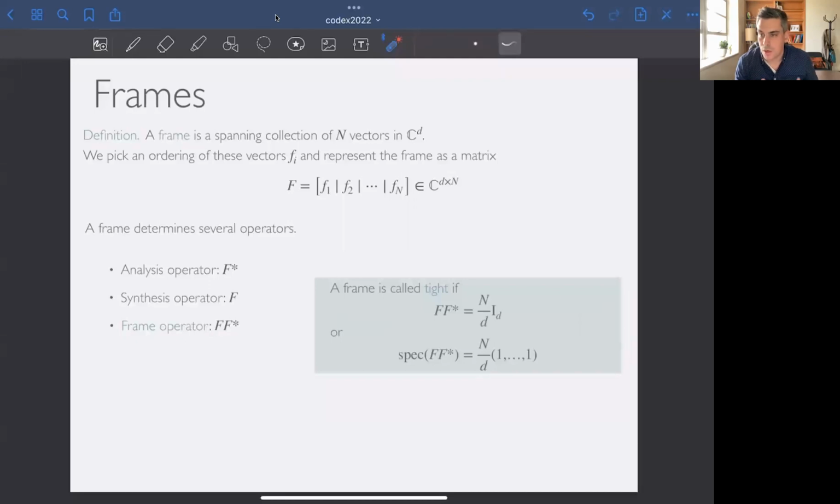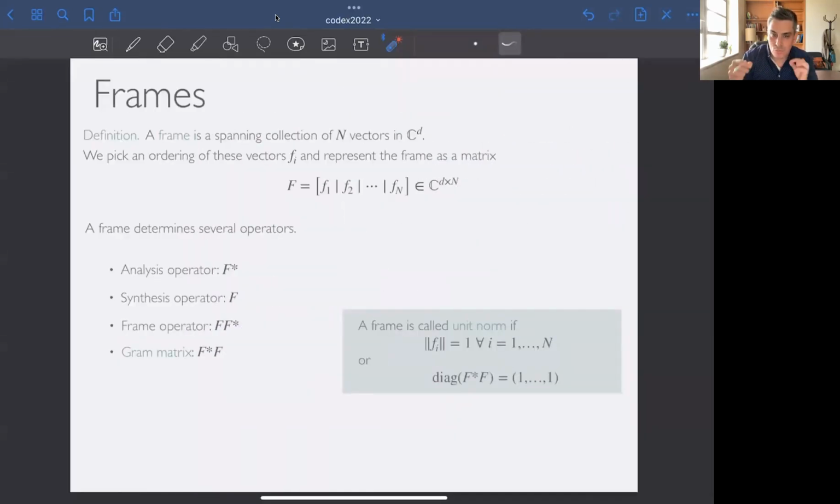Now here's where structured frames come into play. A property that people like for frames is that the frame operator is a multiple of the identity matrix. Then the process of taking a measurement and reconstructing is very interpretable: you reconstruct your original signal up to a scale. Usually people just say multiple of; I'm pinning this down as n over d because that's a convenient normalization. Another way to say that is that the spectrum of the frame operator is constant. That's a useful way to characterize this for what we're going to do later.